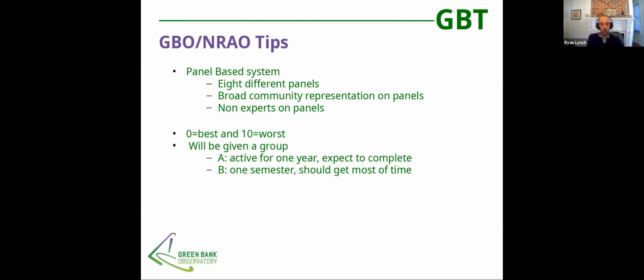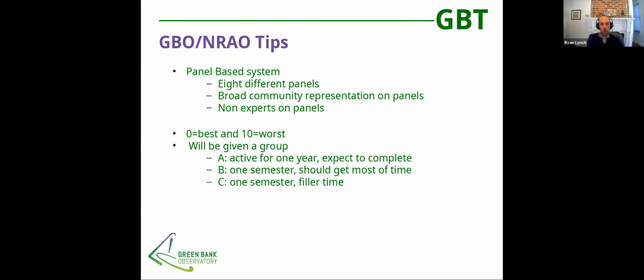B-ranked proposals are only active for 1 semester. It's still expected you'll get most of the time, but you may not get all of it in that case. So it has lower priority. If we get through all the A-ranked proposals, then we'll move on to the B-ranked proposals, though it's not sequential like that. It depends on LST range, weather conditions, etc. But you're not necessarily guaranteed.